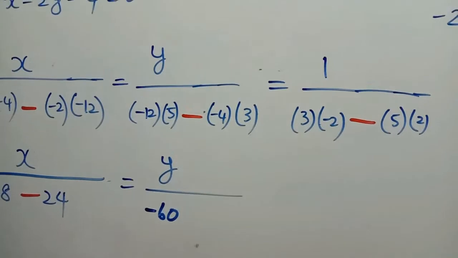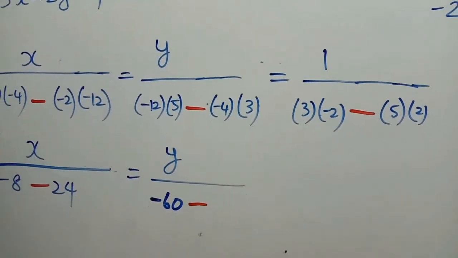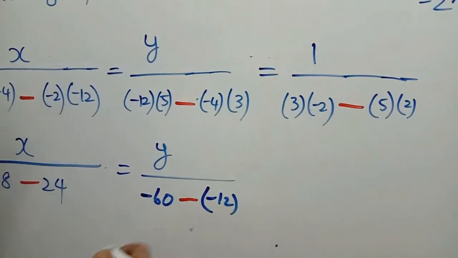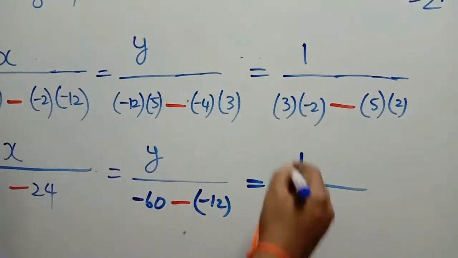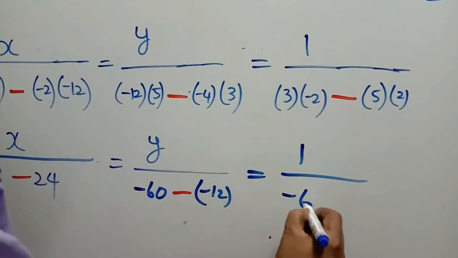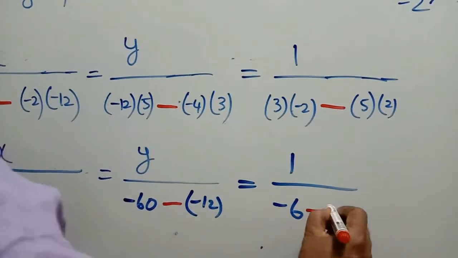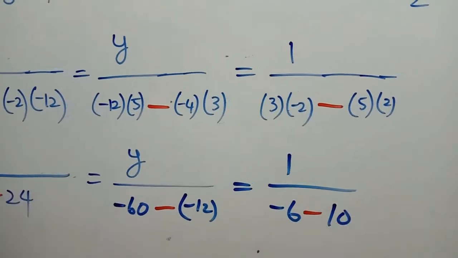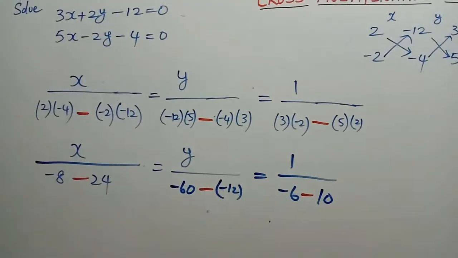And formula minus 4 3s are 12, but here minus, that's why minus 12, is equal to 1 by 3 2s are 6, but here minus 6, minus 5 2s are 10. Now you have to simplify.